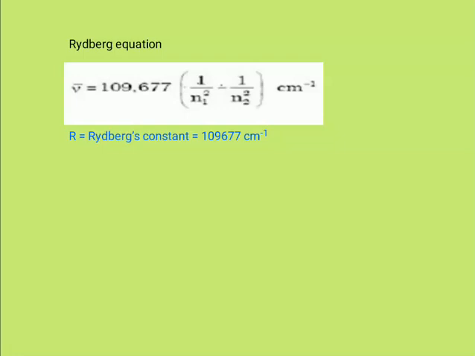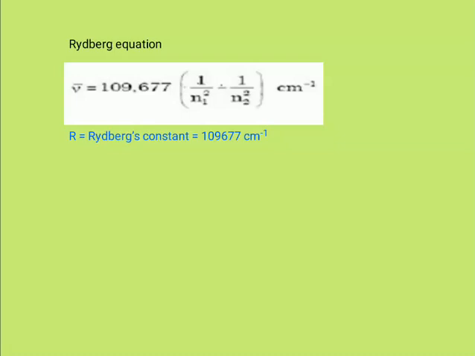For these 5 series of lines, Rydberg in 1890 gave a simple theoretical equation for the calculation of wavelength of the spectral lines in these different series of the hydrogen spectrum. This equation is called Rydberg's equation or Rydberg's formula. That is, 1 upon lambda, or nu bar, is equal to RH times (1 upon n1 square minus 1 upon n2 square). Here n1 and n2 are integers. Remember, n2 is always greater than n1 for a particular series.